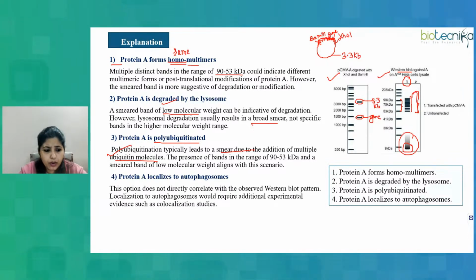So we need some more additional experimental evidence for this. That is why this cannot be the answer. So very good, Satyam and Rinku. Your answer is absolutely right. The answer is option 3.